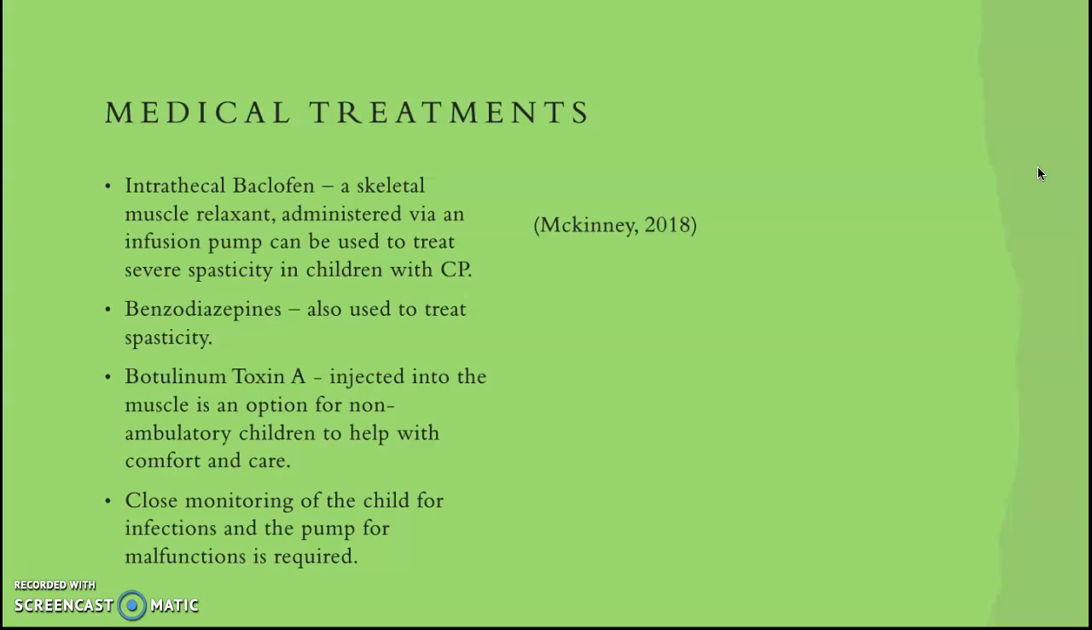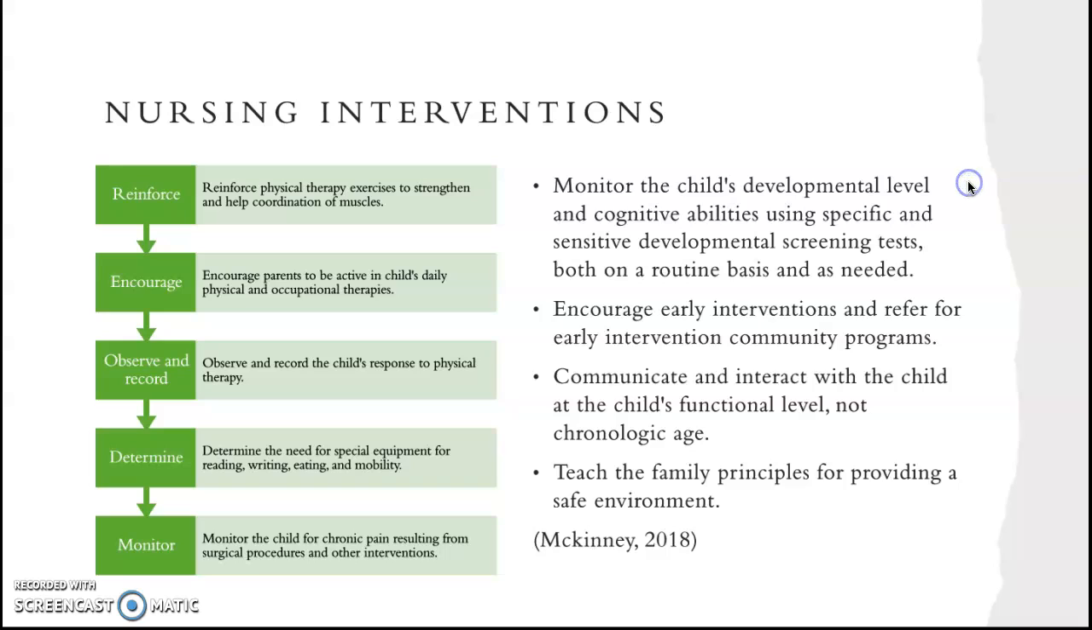Medical treatments consist of baclofen, which is a skeletal muscle relaxant. It's administered via an infusion pump to treat severe spasticity. Benzodiazepines are also used to treat spasticity. Botox is used for non-ambulatory children to help with comfort and care. And close monitoring of the child for infections and the pump for malfunctions is required.